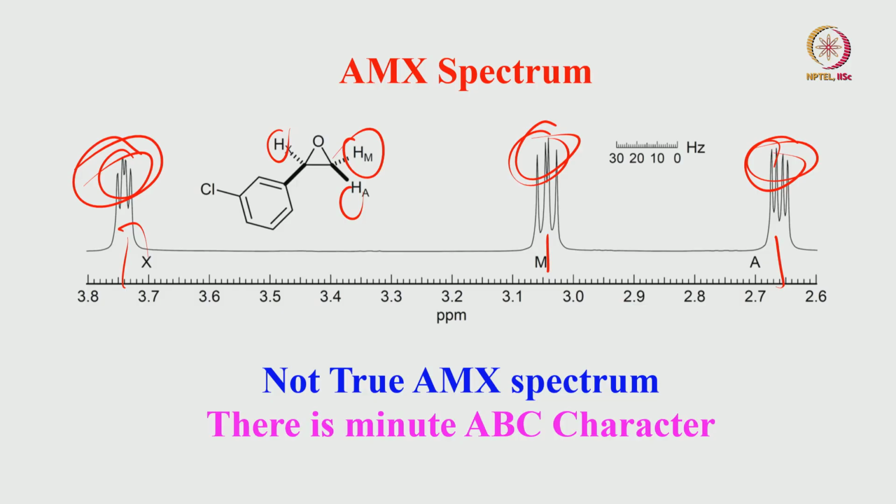As a consequence, what happens? The strongly coupled spin system will become weakly coupled when you go to higher magnetic field. So, if there is a tinge of a strong coupling character like this, what you are advised to do, in case you want AMX, is to record the spectrum at an even higher magnetic field, at a higher frequency NMR spectrometer.